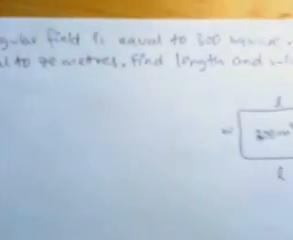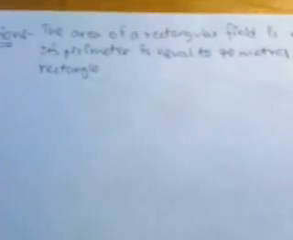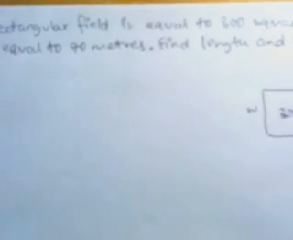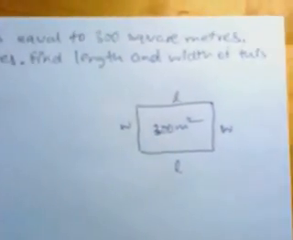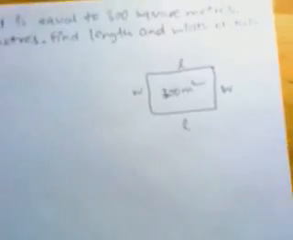The question is, the area of a rectangular field is equal to 300 square meters, and the perimeter is equal to 70 meters. So find the length and the width of this rectangular field. We are given the area and the perimeter of the rectangular field, and we are to find the length and width. So let us look at our little diagram there.